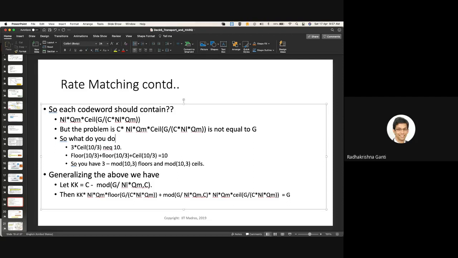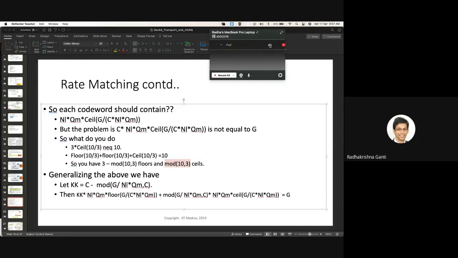So this is the example I gave. 3 into ceiling of 10 by 3 is not equal to 10. So what you should do, you require 2 floors and 1 ceiling. How many floors do you require? You require 3 minus mod of numerator and denominator floors, and the remaining number of ceilings you require. That's how they divide the bits across the code blocks.